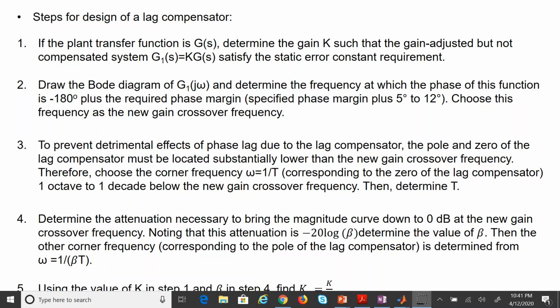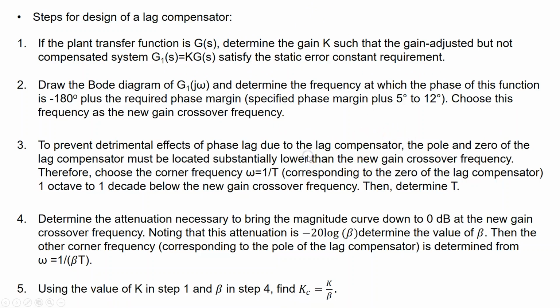Then, since the lag compensator can bring down the magnitude by 20 log of beta at this gain crossover frequency, we set that equal to 20 log beta, and from there we can find beta. So now that we learned how to determine the value of these 3 parameters, let's go ahead and go over this example together.